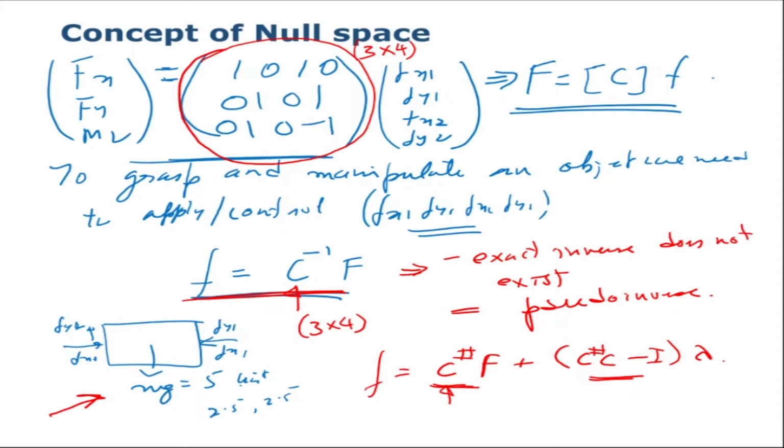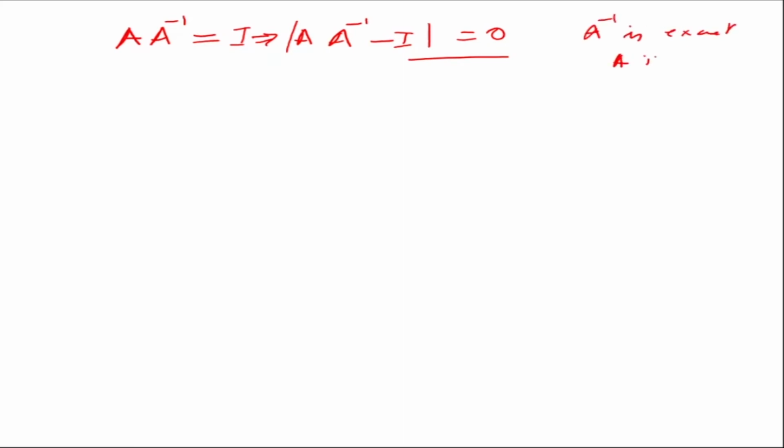Now, why does this happen? It happens because if you think a little bit, if we have matrix A into A inverse, and if it is an exact inverse, then this is equal to I. That means A into A inverse minus I is equal to 0, if A inverse is an exact inverse. If A inverse is exact, that means A is a square matrix. Now, if A hash is not an exact inverse, then A into A hash minus I is not equal to 0.